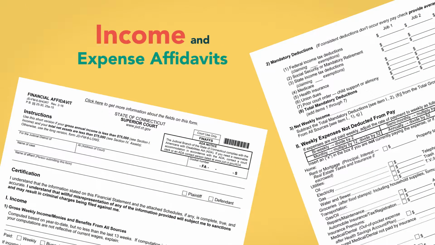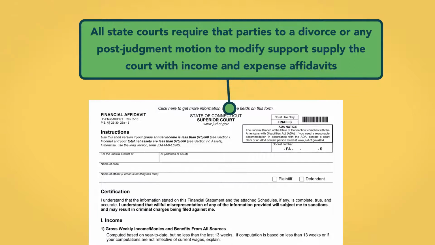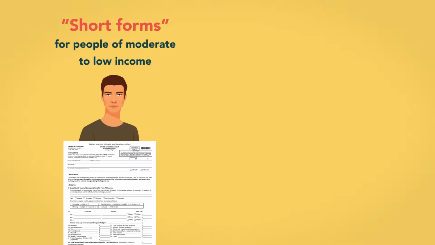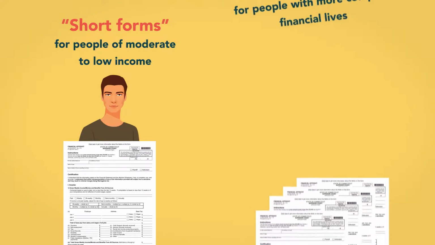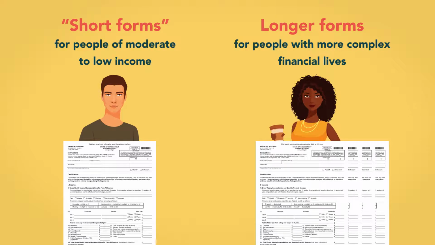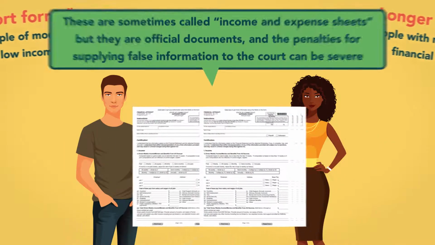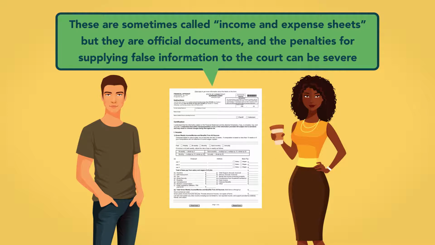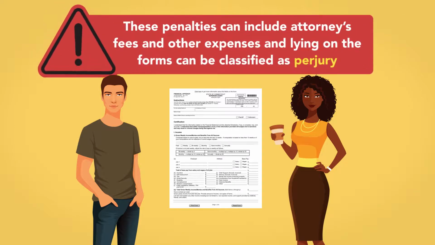Income and expense affidavits. All state courts require that parties to a divorce or any post-judgment motion to modify support supply the court with income and expense affidavits. These will often appear in short forms for people of moderate to low income and in longer forms for people with more complex financial lives. These are sometimes called income and expense sheets, but they are official documents, and the penalties for supplying false information to the court can be severe. These penalties can include attorney's fees and other expenses, and lying on the forms can be classified as perjury.